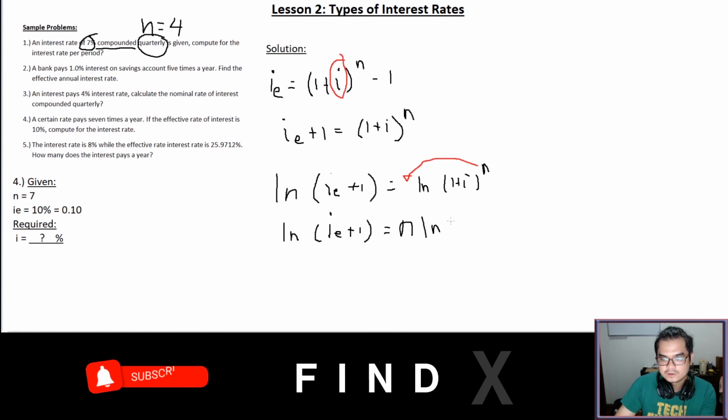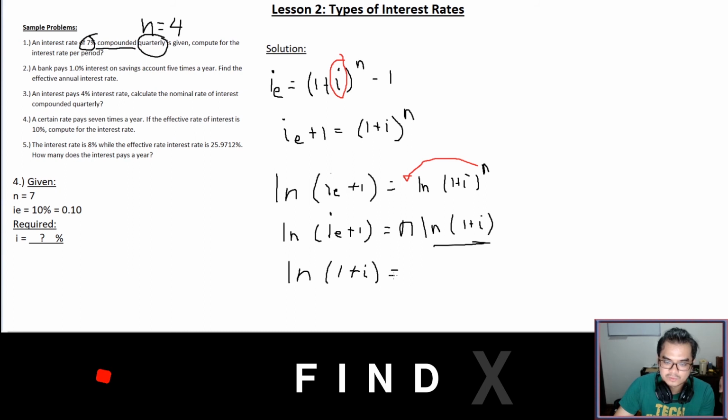That is ln(1 + i). And then putting down n here, cross multiply, that will be equal to ln(1 + i), this one, and n will go down here. Therefore, this will be equal to ln(ie + 1) all over n.